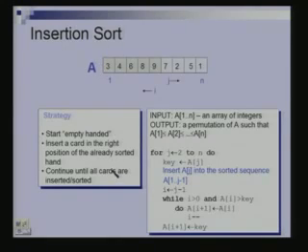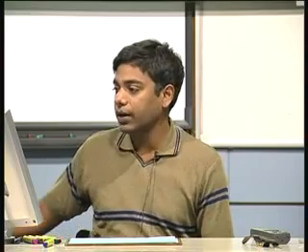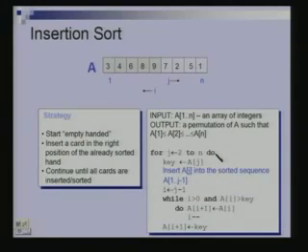And I keep doing this till I have picked up all the cards and inserted them appropriately in the hand that I have. Okay, great. So what's the idea? This is the pseudocode for insertion sort, and we'll just run through this so that you all understand. I give you as input an array of integers, let's say A contains the input. The output is a permutation of the original numbers such that it is sorted. So my output is also going to be in the same array. This is the input output specification.